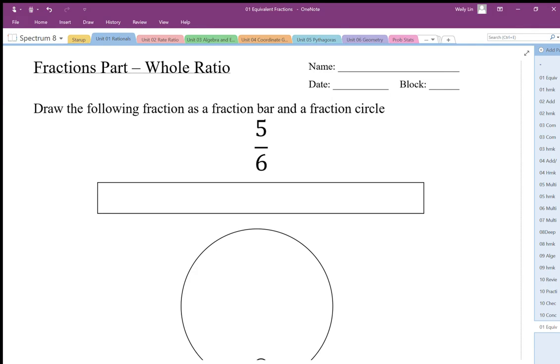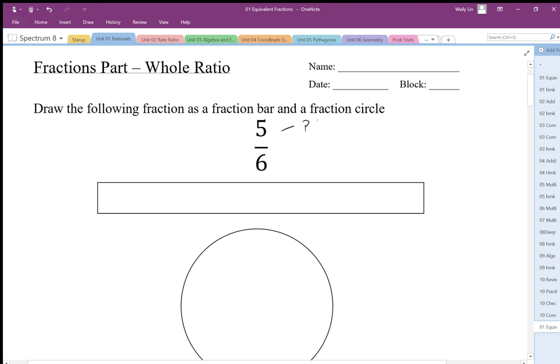So we're going to start looking at fractions, and we're going to start with what we already know. Most likely you guys have been taught fractions as a part to whole ratio. Okay, and we could draw this part to whole ratio. So in this case here, we have a 5/6 fraction. So we should really think of this 5/6 as 5 parts to 6 parts whole.